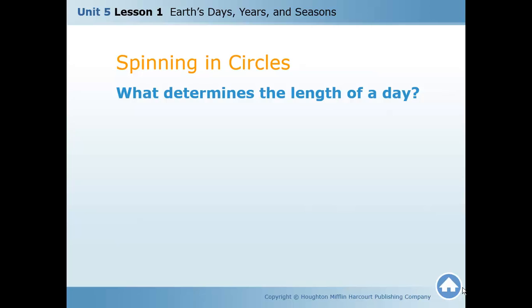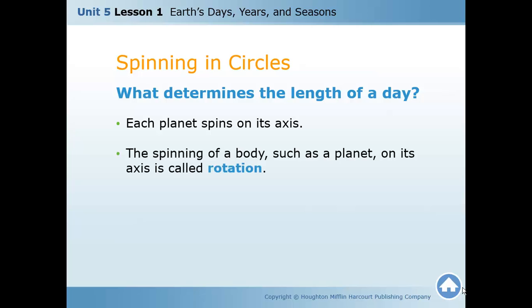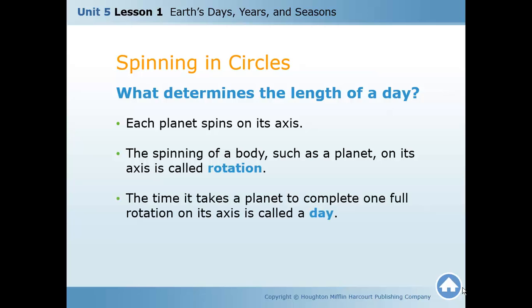Spinning in circles. What determines the length of a day? Each planet spins on its axis. The spinning of a body, such as a planet, on its axis is called rotation. We've already studied how Earth and Venus have different rotation periods, how Venus takes much longer to rotate, and Earth rotates every 23 hours and 56 minutes. The time that it takes a planet to complete one full rotation on its axis is called a day.